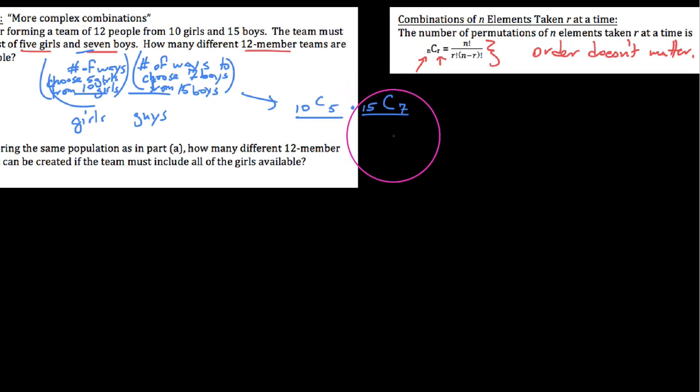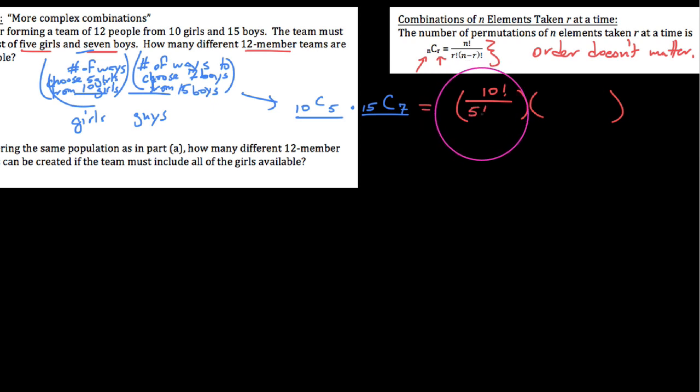Okay, so here's what we're going to do. We're actually going to evaluate these now, and it's going to require a fair amount of writing. This one would be 10 factorial over r factorial, so we've got an r value of 5. And I know that in combinations these two numbers have to add up to the top number, so we get 5 factorial in the basement there. And then over here we get 15 factorial over 7 factorial, since r is 7, so this must be 8.